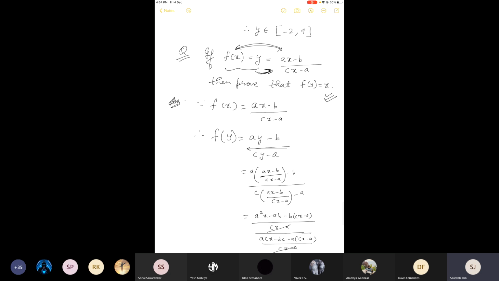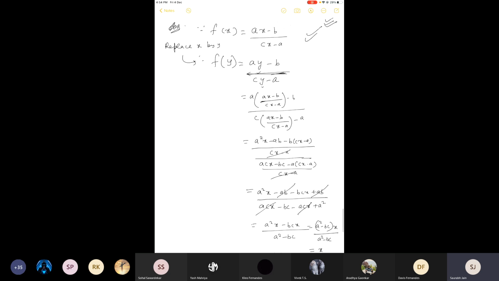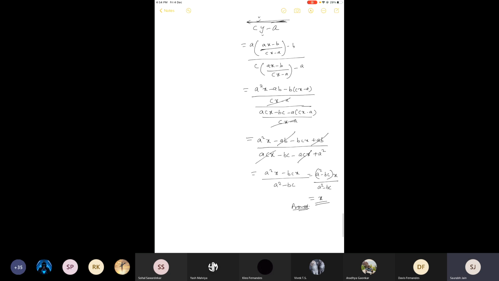The main thing is the concept: f(x) is given, which is (ax minus b) upon (cx minus a). We are supposed to find f of y. So first thing, we will replace x by y, and we get this. But we have to find the answer in terms of x. So we will use the value of y from the given result only, that is, y is (ax minus b) upon (cx minus a). Putting this value here, now the rest everything is calculation. Taking the LCM, cancelling the common factors, and you go on simplifying. Ultimately x will be remaining, and that is what you are supposed to prove.